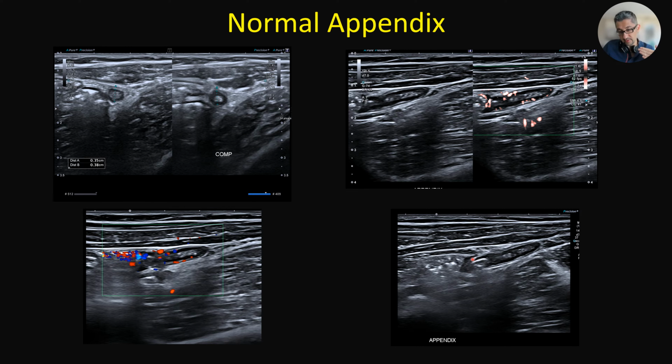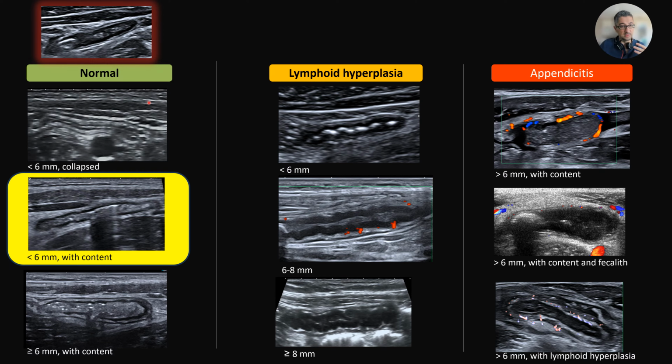And there is some gas or fecaloid material in the appendix. So this is a completely normal appendix under 6 millimeter. This is falling into the group in our 9 categories. This is in keeping with this normal appendix under 6 millimeter filled with content.